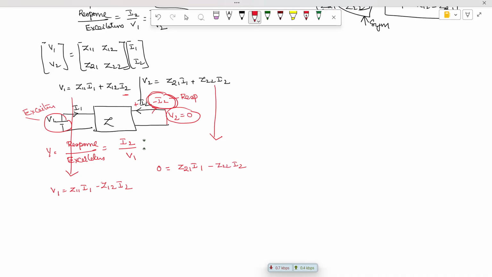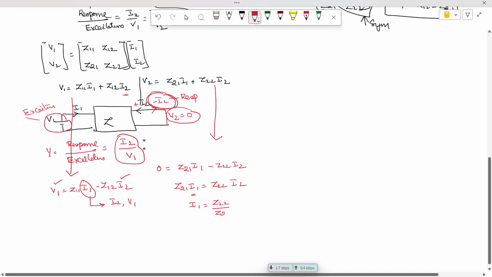We want to select an equation which consists of I2 and V1. The first equation has I2 as well as V1, but the disturbing element is I1. So we want to express I1 in terms of I2. Checking the second equation, it has all we need. It can be written as Z21 I1 is equal to Z22 I2. So I1 can be written as Z22 divided by Z21 times I2.